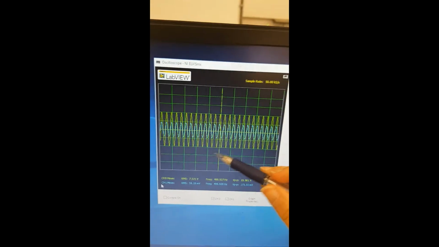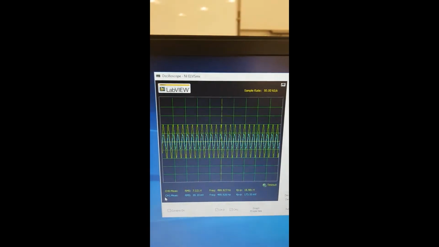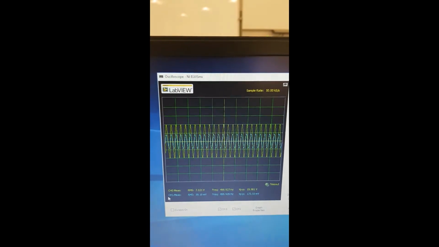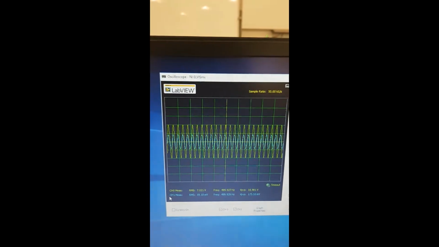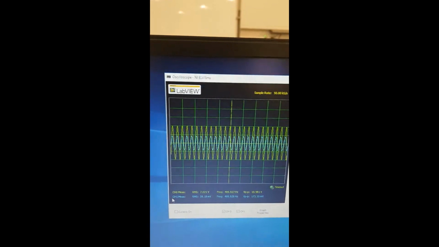Okay, the x-axis we have is the time axis, right? The x-axis is time. So we need to use the time, the difference in the time between the two signals, to find the angle.